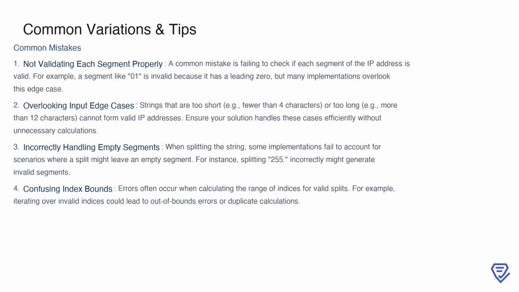Additionally, incorrectly handling empty segments is another common pitfall. For instance, splitting a string like 255 might result in invalid segments if empty parts are not accounted for. Finally, confusing index bounds can also be problematic. Errors often happen when calculating the range of indices for valid splits, leading to out-of-bounds errors or even duplicate calculations. Staying mindful of these details can save a lot of debugging time.